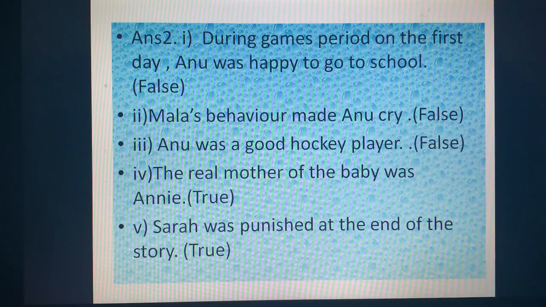Fine. So the first part is, during games period on the first day, Anu was happy to go to school. Was she happy? No, she was not happy. She was feeling awful. She was depressed. So it is false. Mala's behavior made Anu cry. No, Anu was the brave girl. She never cried. Moreover, she felt insulted. Use bura laga tha, lekin wo roi nahi. So it is again false.